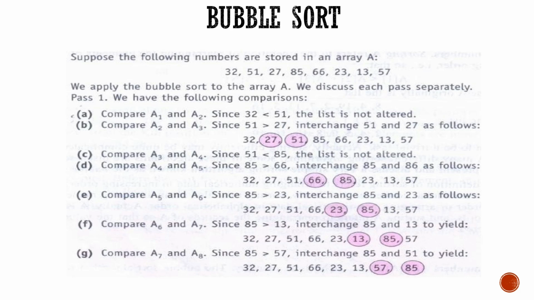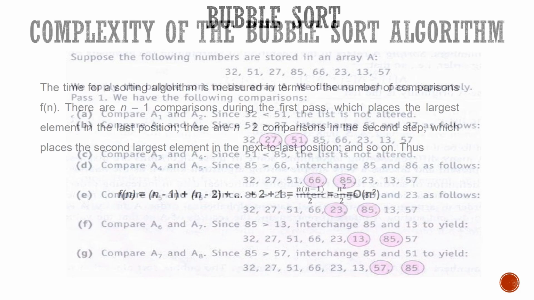So next, arrange the rest of the elements. This is how your bubble sort works. Every time we take the large element and we place it at the end of the list. So like that the bubble sort works.